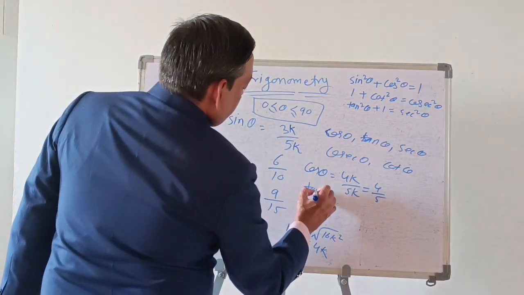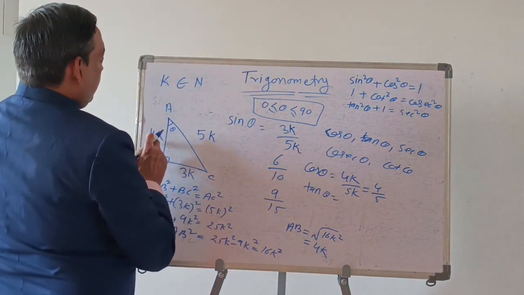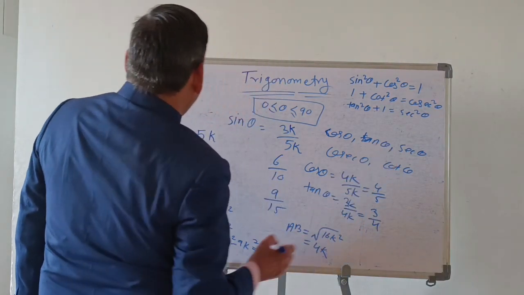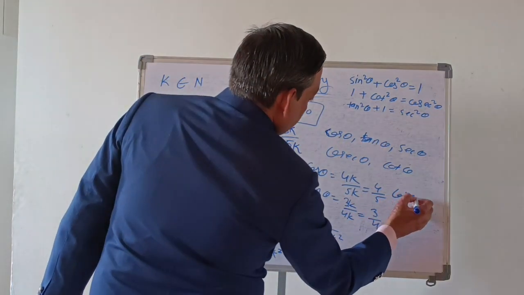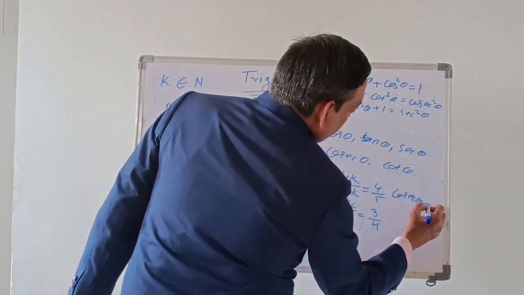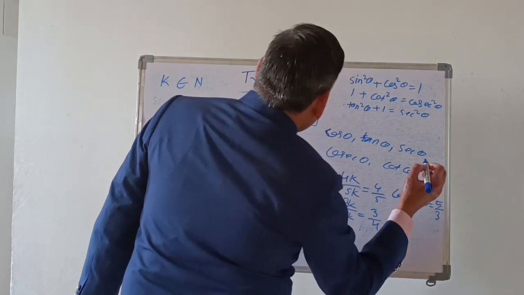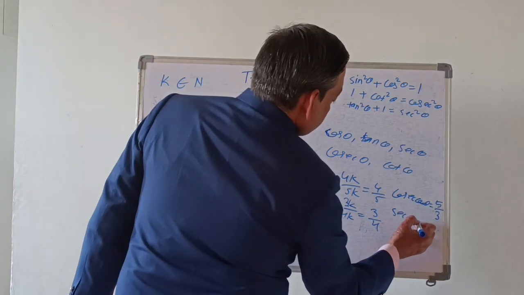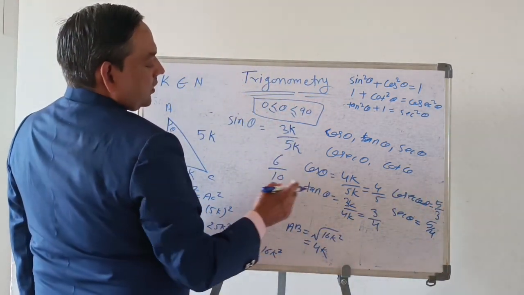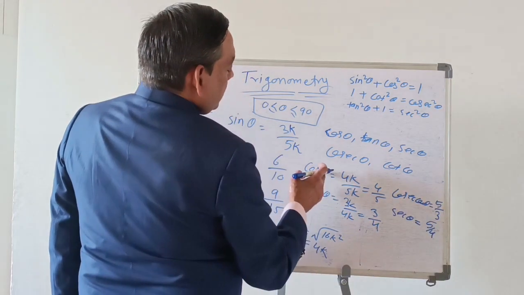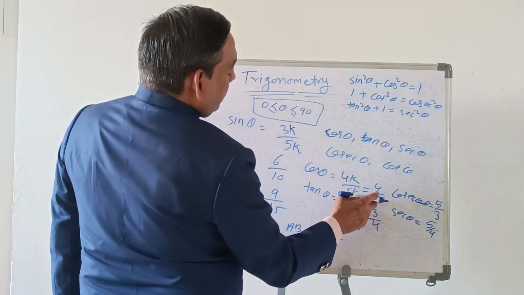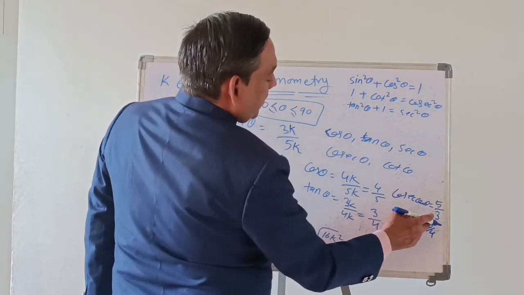Same way, tan theta is equal to opposite over adjacent, so 3k upon 4k is equal to 3 upon 4. Same way, cosec theta: once we have sin theta, its reciprocal will be 5 upon 3, so cosec theta is equal to 5 upon 3. And sec theta is equal to the reciprocal of cos, so cos is given as 4 upon 5, so sec theta will be 5 upon 4.